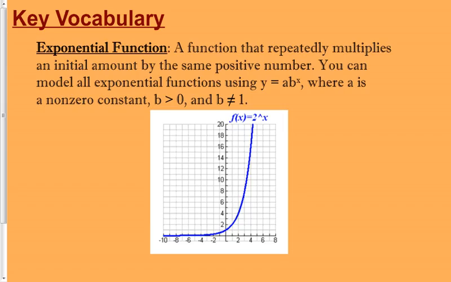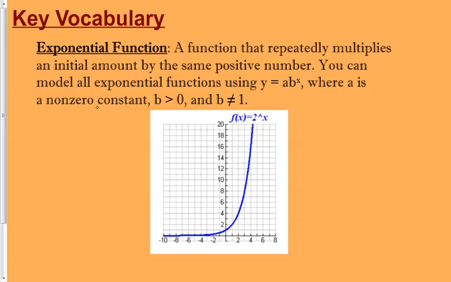So vocabulary, we just got one term, and it's an exponential function. An exponential function is a function that repeatedly multiplies an initial amount by the same positive number over and over and over again. So I guess in this lesson we're not going to specifically talk about exponential growth, like in a moldy loaf of bread, but that'll be the next one. But this is getting us into how exponential functions look, how their equation looks, how their graph looks.